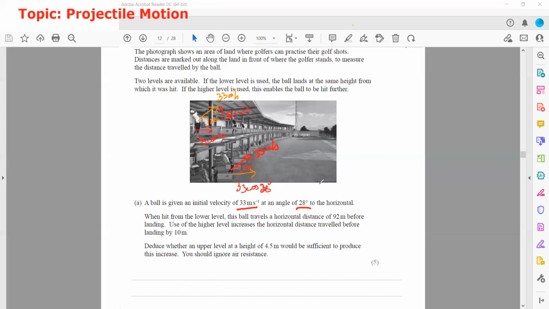So first we will find how much time it will take to reach the ground, because using a time interval, we can identify the extra horizontal distance covered by the ball if it is hit from the upper level as compared to the lower level. So we'll use the formula, first the horizontal and the vertical components. The horizontal component will be 33 cos 28 and the vertical component will be 33 sin 28.